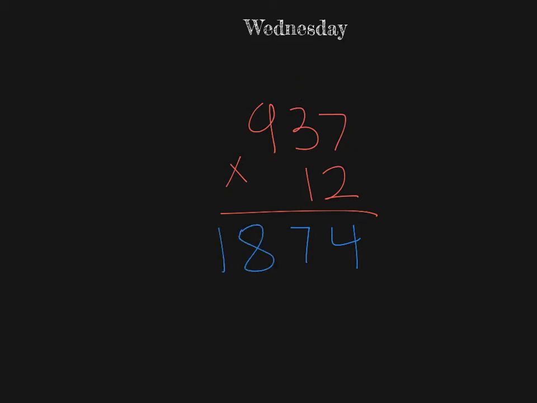Let's go erase the 1 up top. Here we go. Cross out the 2. We add 0. 1 times 7 is 7. 1 times 3 is 3. 1 times 9 is 9. There's my second partial product.